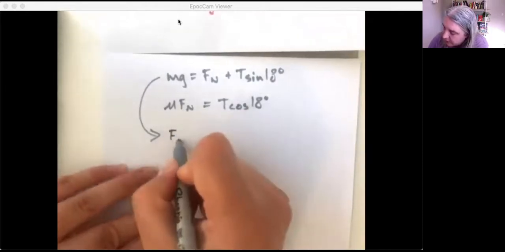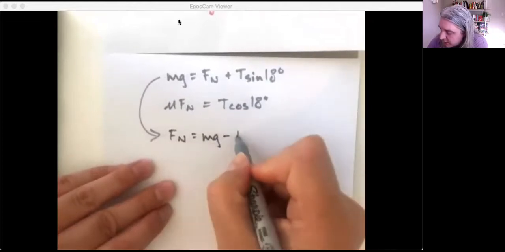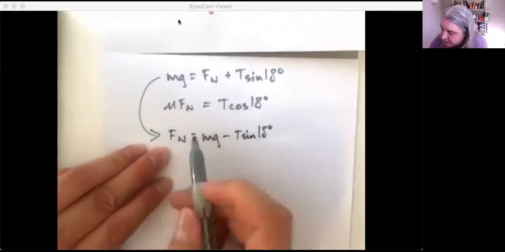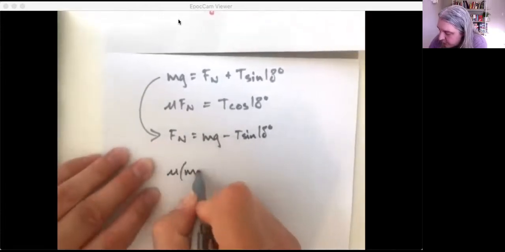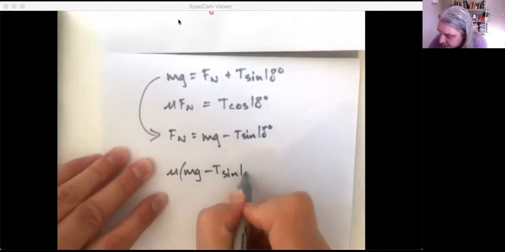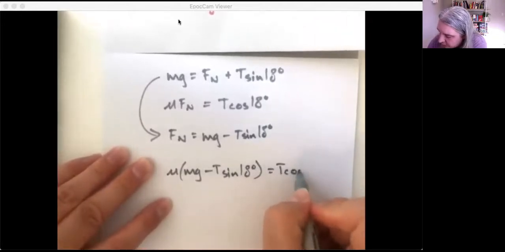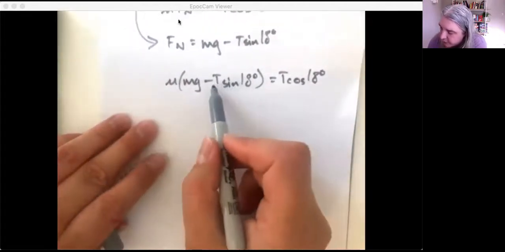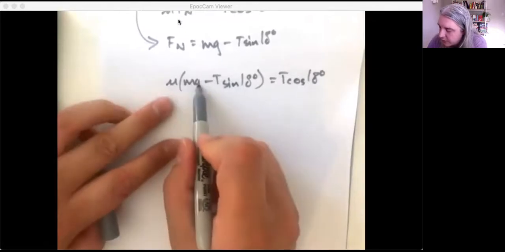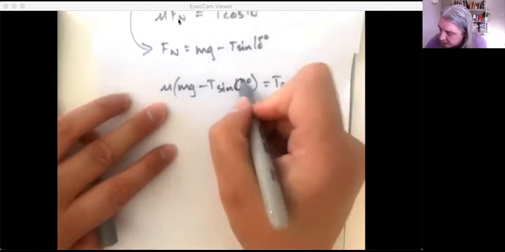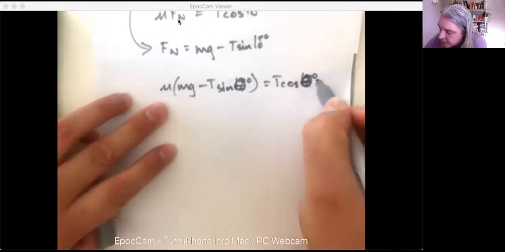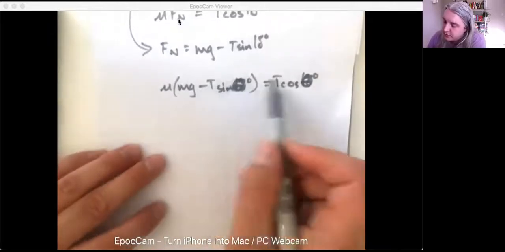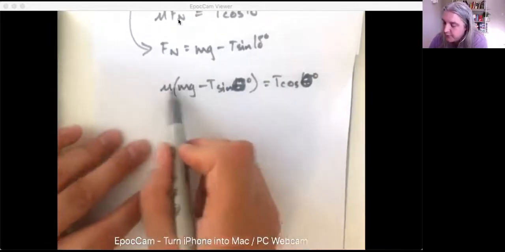So we've got Fn is equal to mg minus T sine 18 degrees. And now we can put this in place of this Fn. So we get mu times (mg minus T sine 18 degrees) is equal to T cosine 18 degrees. And now we can just rearrange this because we want T equals. We know mu, we know m, we know g, we know 18. I should have really kept that as theta if I'm sticking to my guns about having symbols and not numbers. We don't know T, and that's what we're looking for, but we now know everything else in this formula.